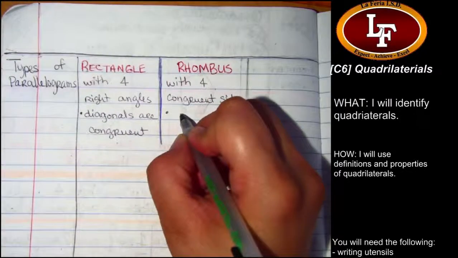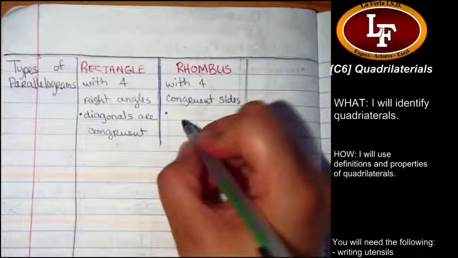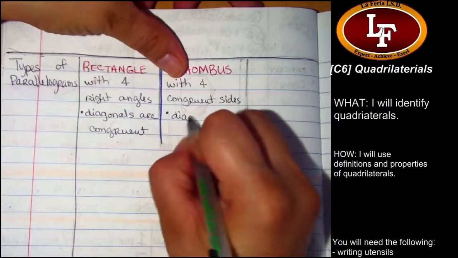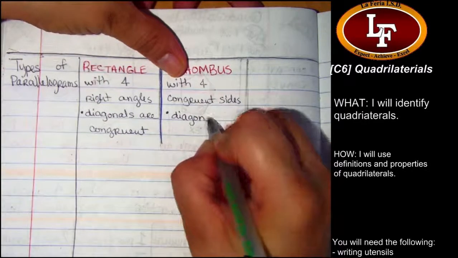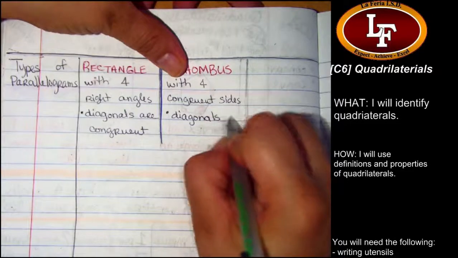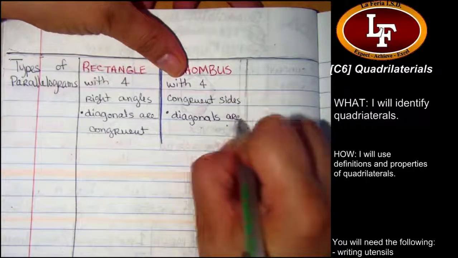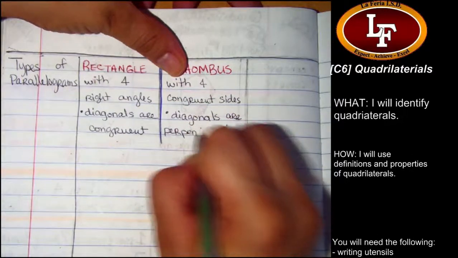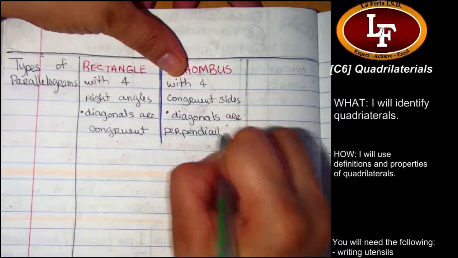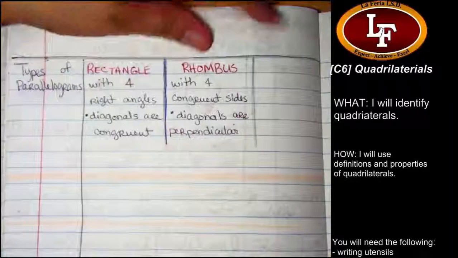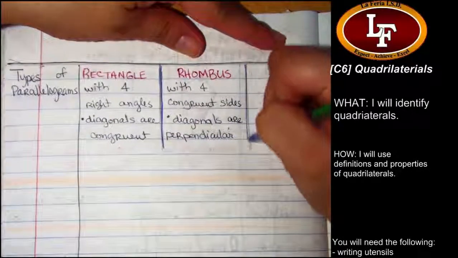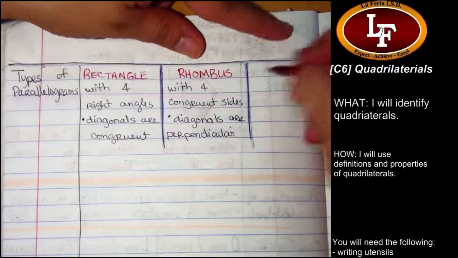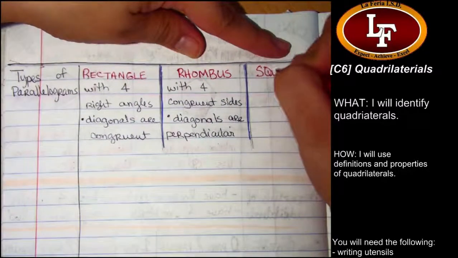Now, on top of all of the stuff that you get from it being a parallelogram, rhombuses in particular have diagonals that are perpendicular. And then the last one is the square, the one that you're comparing the rhombus to a lot.